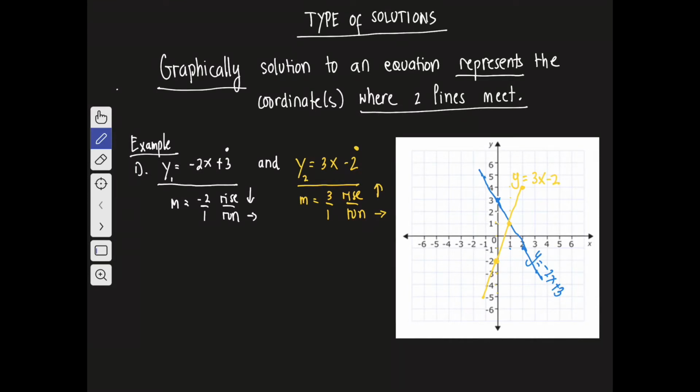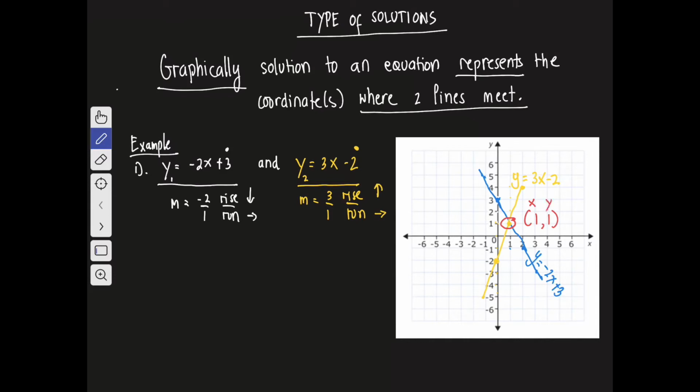Now you see the graph. Where do these two lines meet? The two lines meet at this coordinate right here, and the coordinate, as you can see, is 1 and 1. Now this coordinate represents the solution to this equation. If we solve this algebraically, the x is 1 and the y is 1. So I'll show you how to solve this algebraically.